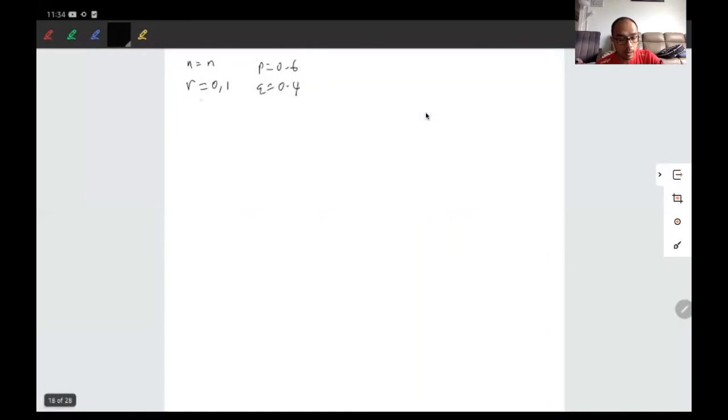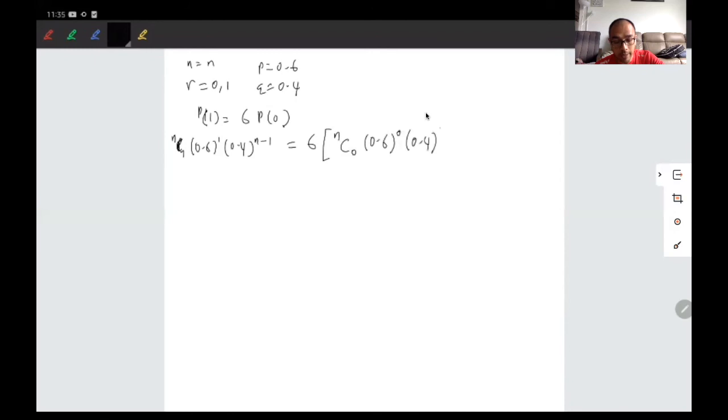P1 equals 6 times P0. So this will be nC1, nCr, yeah, nC1, 0.6 to the power of 1, 0.4 to the power of n minus 1. And then this will be 6 times P0, which is nC0, then 0.6 to the power of 0, and then 0.4 to the power of n, as n minus 0 is still n.